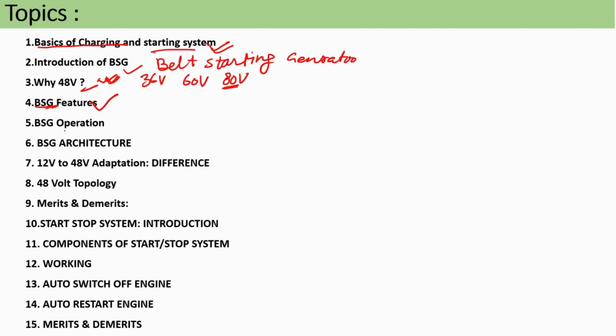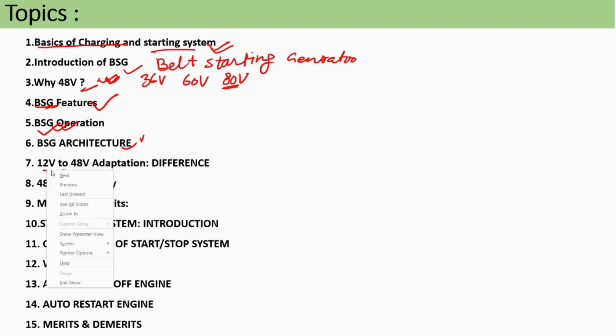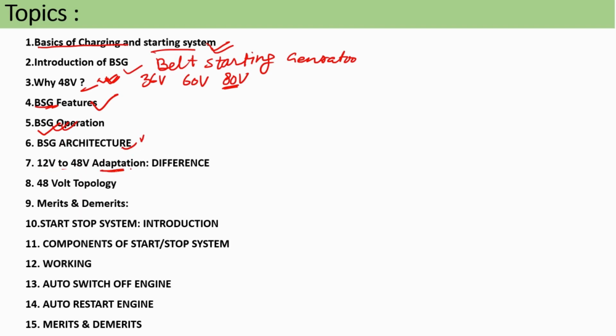What are the features of the BSG system, what is the operation, how it performs, and what the different architectures in BSG are, P0, P1, P2, all these things you might have heard. Then the 12 to 48 volt adaptation: what the 12 volt BSG is and how we are adapting from 12 volt to 48 volt. Then what the topology of 48 volt is, and the merits and demerits, the advantages and disadvantages of using this. Then the start stop system introduction.